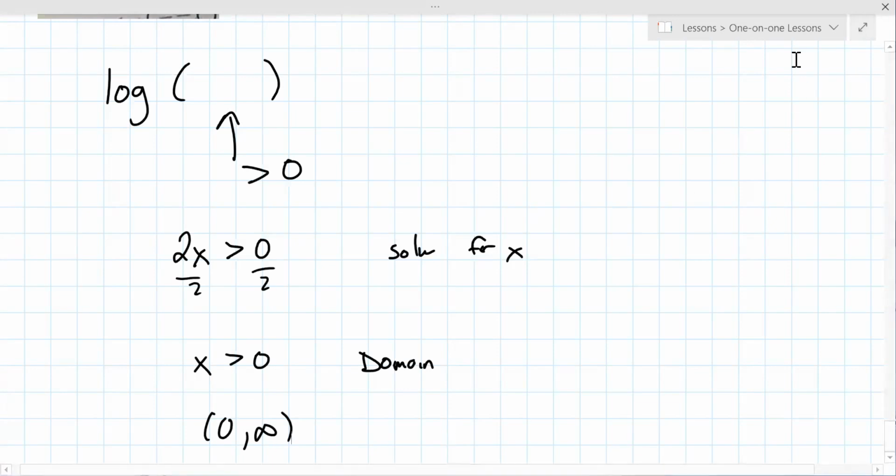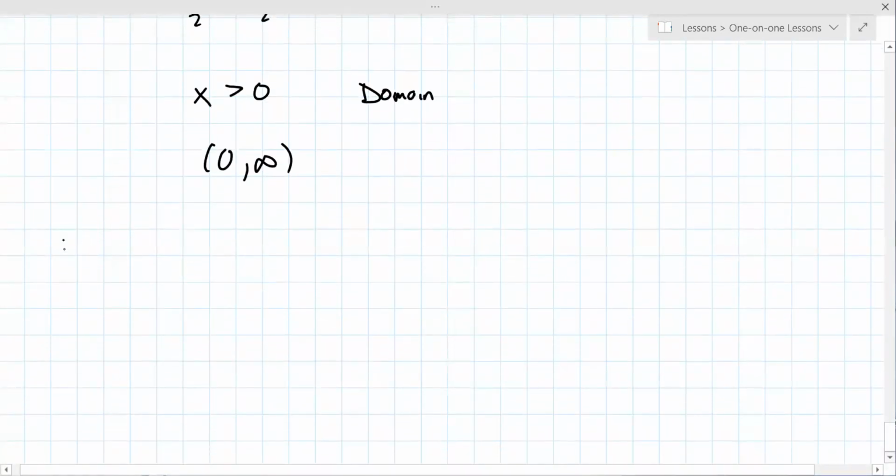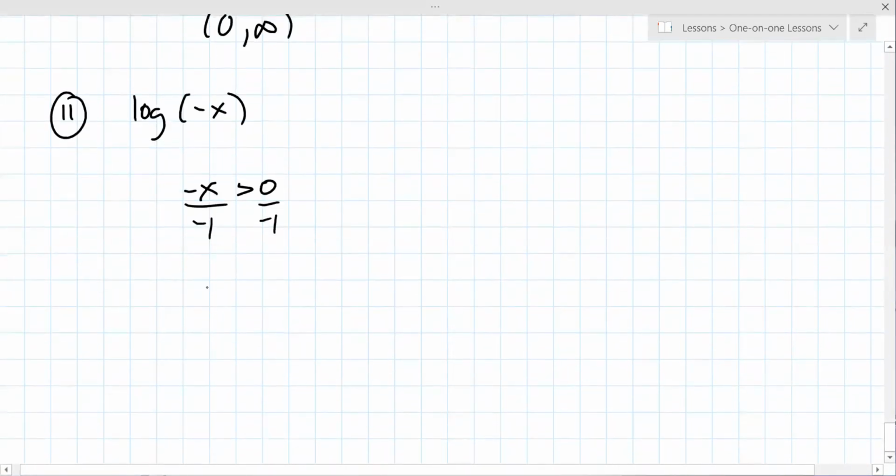Say that one more time. What are we looking at? Number 11. Okay, let me just write it because there's a log. It takes too long sometimes to copy this. So you set the inside part greater than 0. To solve for x, you have to divide both sides by -1. From previous classes, you should know that that switches the inequality. Oh, yeah, that's right. So the domain is minus infinity to 0. Okay.